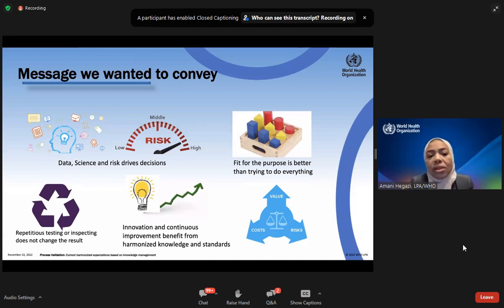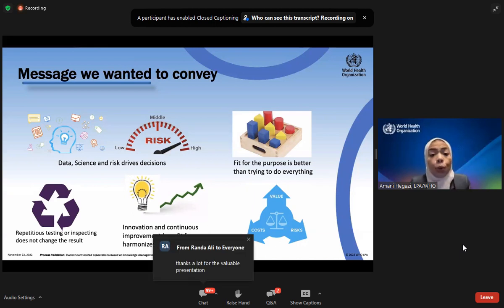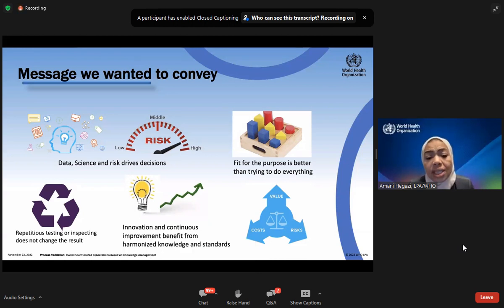To summarize, the new process validation approach and the enhanced knowledge management are mainly based on science and data, and they are linked to the risk. So all decisions concerning the control strategy, the number of PPQ batches, and the decisions taken in accordance with the statistical analysis are based on data, based on science, and linked to the risk to the patient.